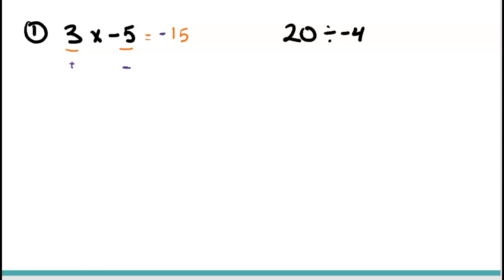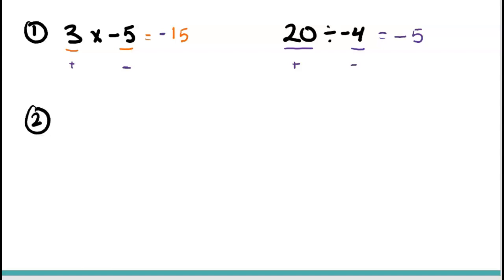For 20 and 4, again, this is your positive number. 4 is your negative number. Again, one's positive, one's negative, so they're going to be unlike signs. So it has to be negative. And 4 goes into 20 5 times. All right.